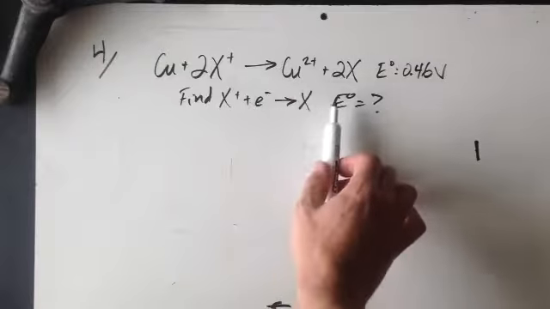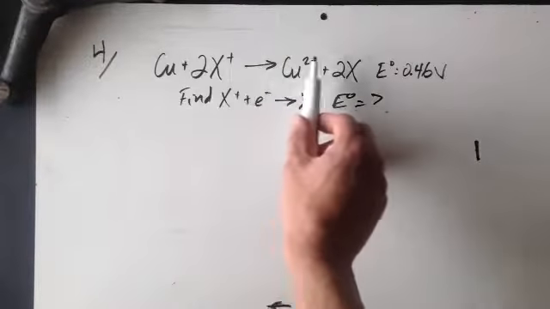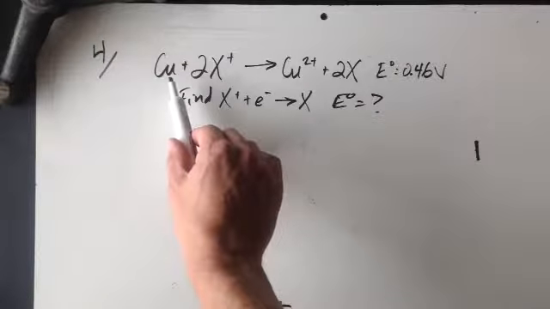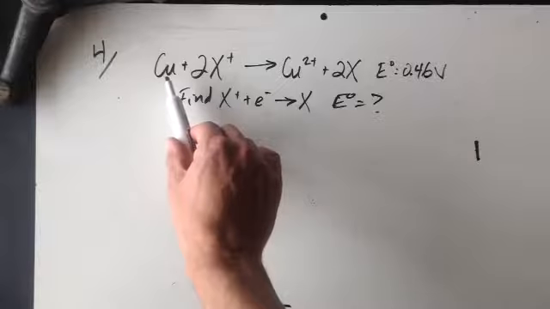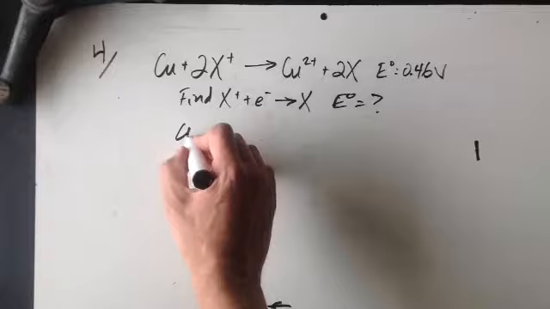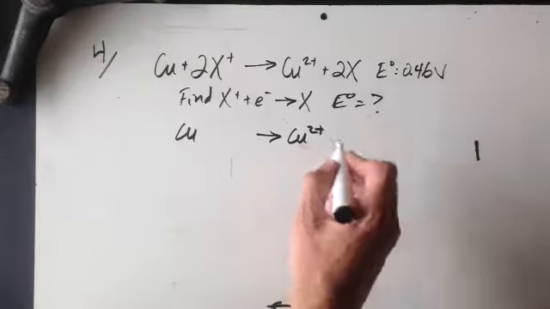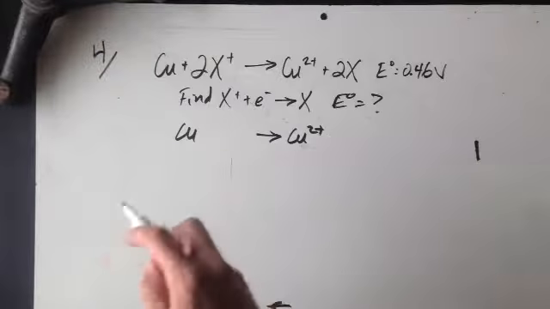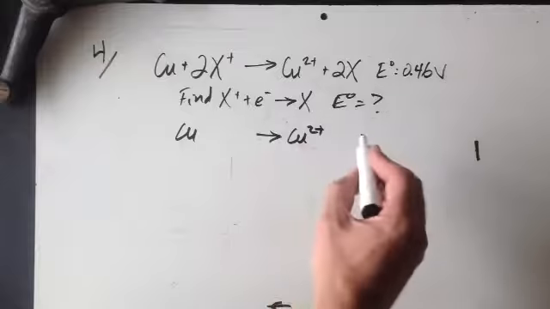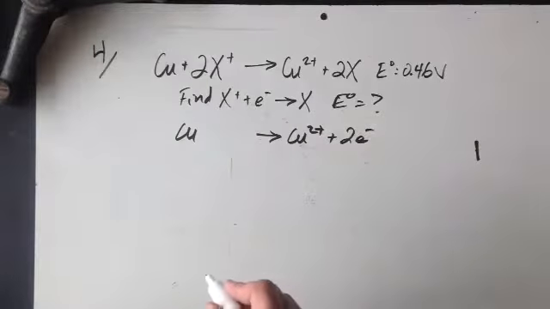So when we pull this out of this above reaction here, you can see where it is. Here's the x plus, here's the x solid. The other half of this cell is going to be copper metal going to copper 2 plus. So let's take a look at that. So that's copper going to copper 2 plus. Now I need to find that on my cell potentials table, but first I have to figure out where the electrons are going to go. And I got plus 2 here, so that means I'm going to have 2e negative there.